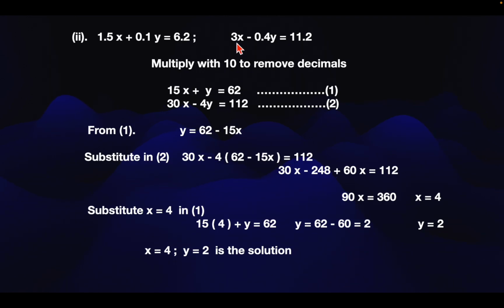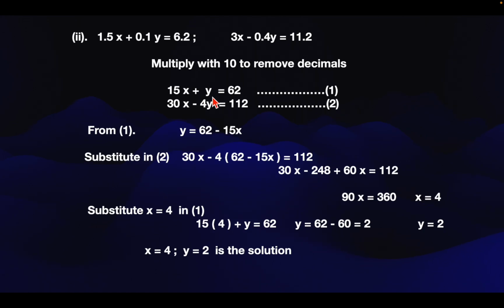Multiply by 10. So 3 into 10 is 30x. 0.4, the point shifts here, so it becomes 4, minus 4y. The point shifts to the right, so it is 112. So this is the second equation.